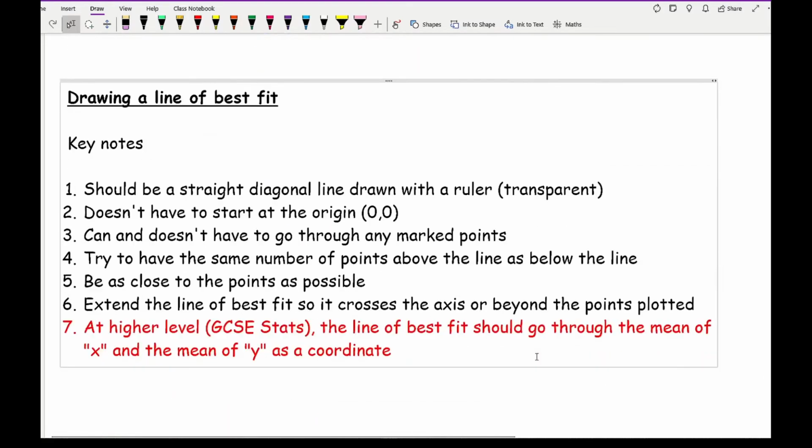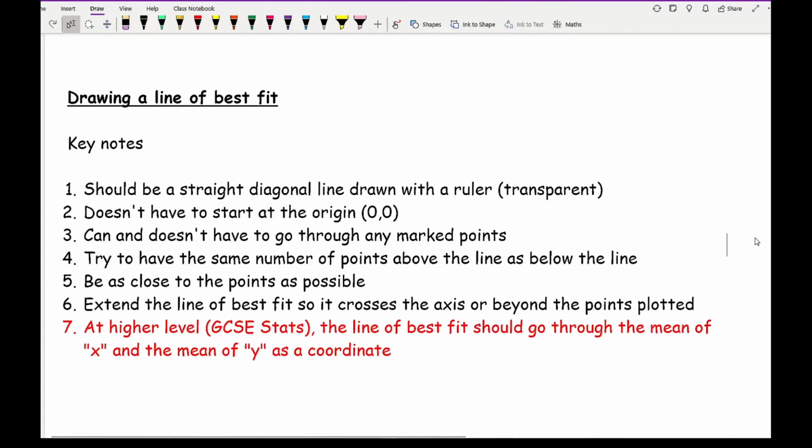So let's have a look at drawing a line of best fit. Now, when drawing a line of best fit, there's a couple of things that you need to bear in mind. The first one is that it should be a straight diagonal line drawn with a ruler, and preferably a transparent ruler. A transparent ruler will enable you to look at the points rather than just simply looking at maybe the top half or the bottom half, depending on where you're about to draw your straight line.